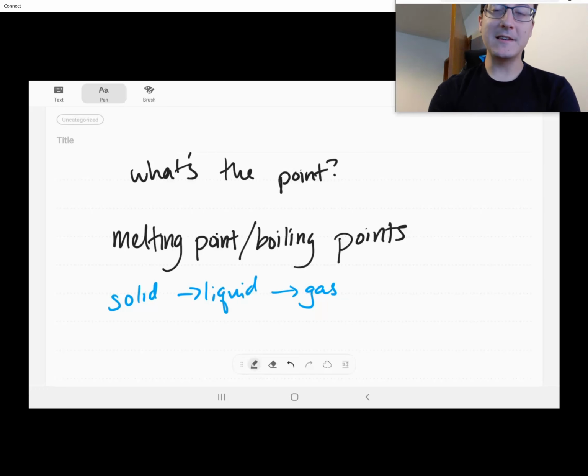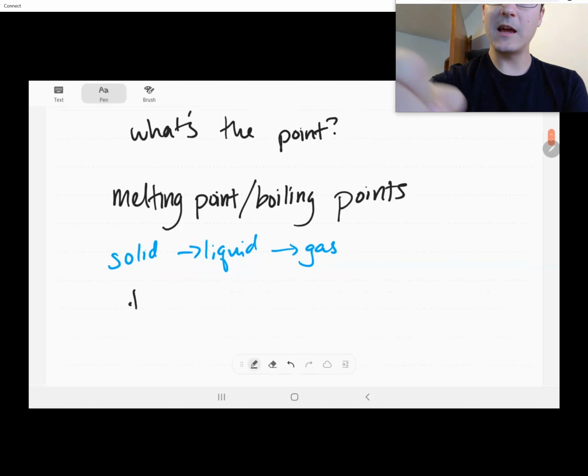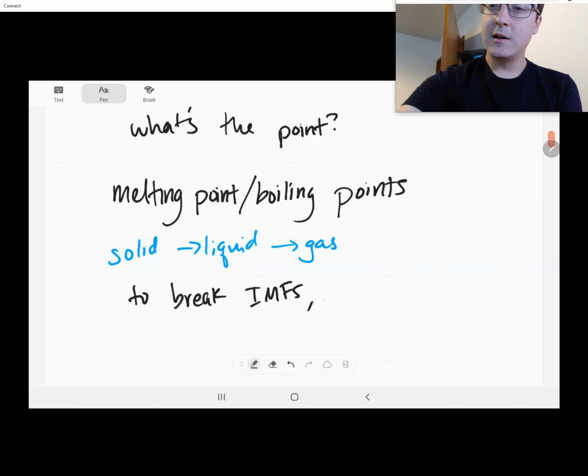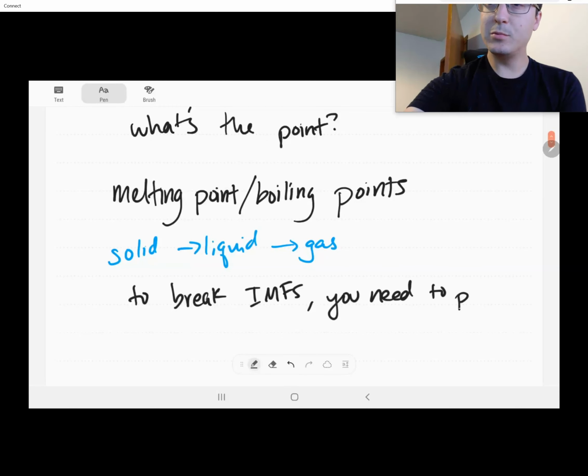Okay, so melting and boiling points are directly related to your intermolecular forces. So we're going to see that the stronger your forces are going to be, the higher these points will be. The reason is you need to put in energy to break these bonds. Anytime you are breaking a bond in chemistry, you have to put in energy to do it. Okay, so to break intermolecular forces, you need to put in energy.